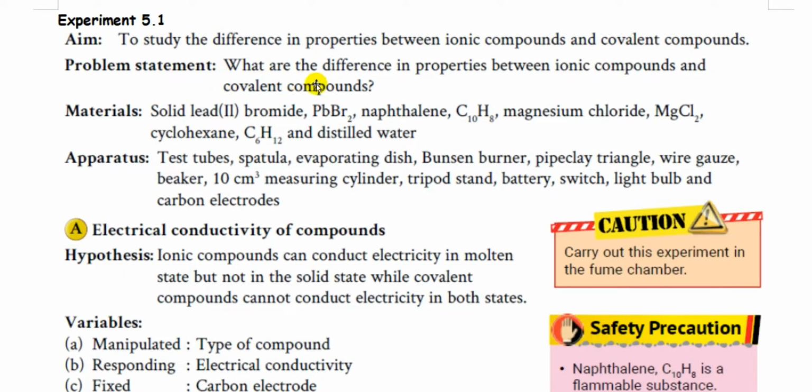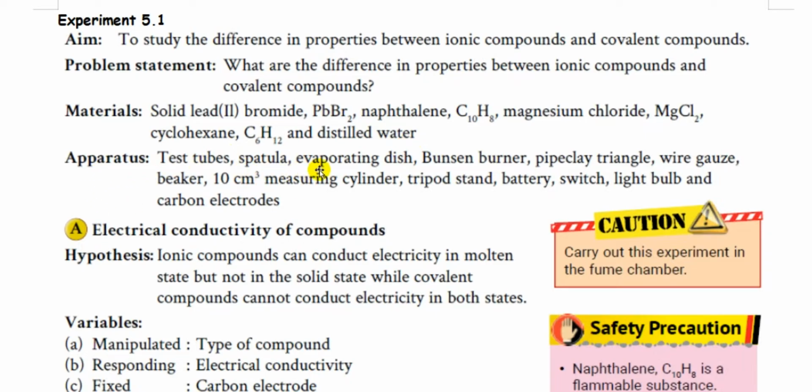来，我们这个 video 讨论 Experiment 5.1。OK，来，我们先看一看 video，过后我们再在学校那边做。Aim: to study the difference in properties between ionic compounds and covalent compounds. Problem statement: What are the differences in properties between ionic compound and covalent compound?